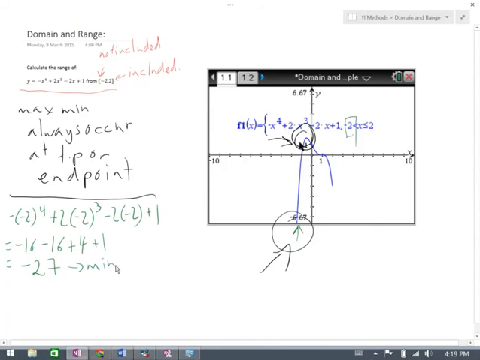And we have to decide now, is negative 27 included? I'll let you think about that for a moment. No, negative 27 is not included because we calculated negative 27 with our x value being negative 2. And negative 2 was not in the domain of the function, so negative 27 is not going to be included in the range.